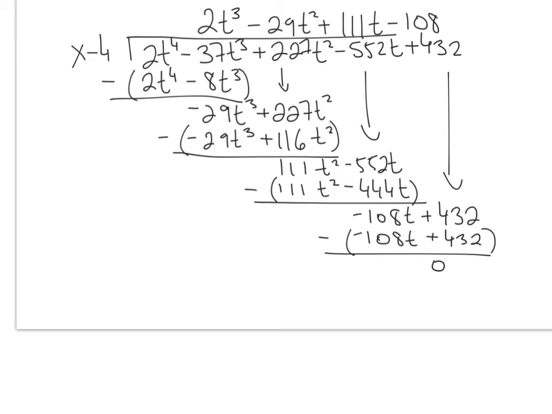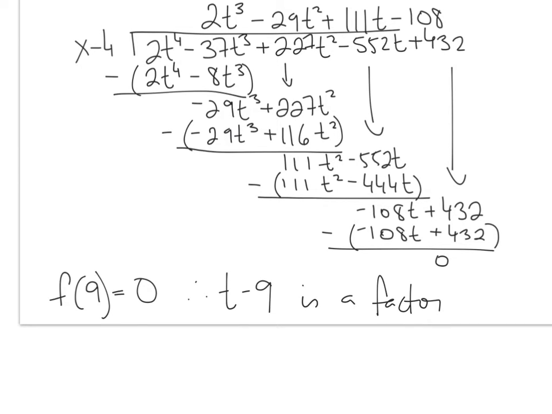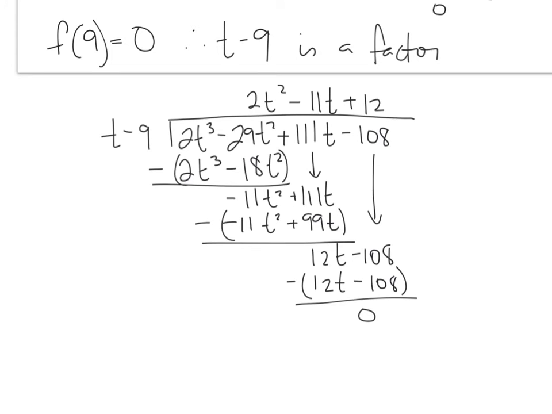Since it's a cubic function, we probably need to use the factor theorem. So let's do that. If you plug in, I'll just tell you, f of 9 will give you 0. So therefore, t minus 9, sorry, I used x above here, but it should be t. So t minus 9 is a factor of this above expression here. So let's go ahead and long divide it. This is what we get when we long divide.